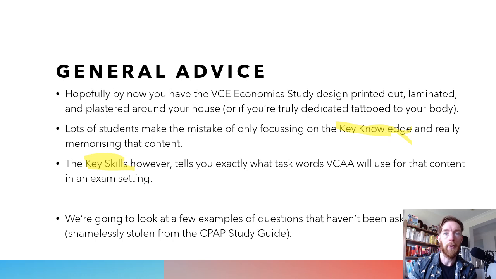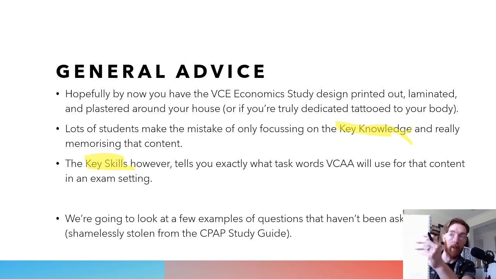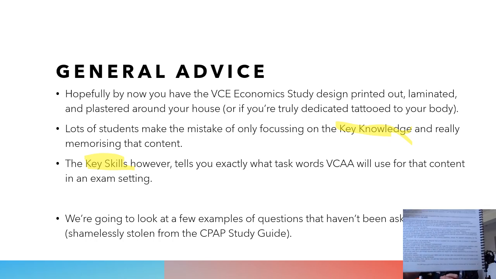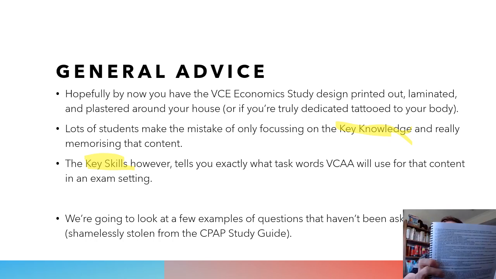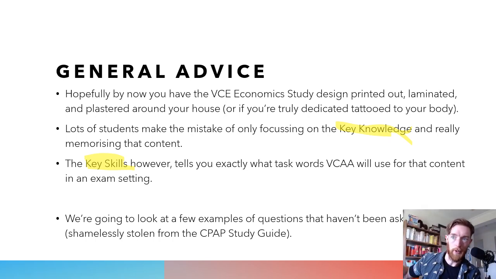So we're going to look at a few examples of questions that haven't been asked yet. We're going to look at four of them because that tends to be the number that I like to do. Then there's heaps more. I shamelessly stole them from the CPAP study guide, and they say there's 28 of them, as you can see here and here. But honestly, some of them are not great. The CPAP study guide is great, but some of these are things where you say, well, they're not going to ask that, or they've asked very similar to that before, and you've just made it into one question instead of options.